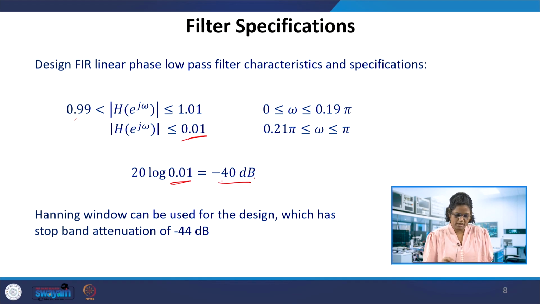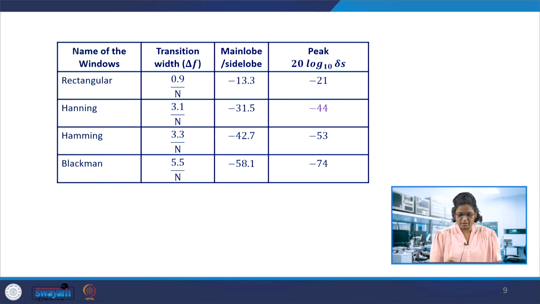So stop band attenuation should be 40 dB here. So with this, which window can we choose for this case? If we go to the table of rectangular, Hanning, Hamming, there is a column that specifies the transition width. Transition width is in frequency, delta f. The relation is 0.99 by n.